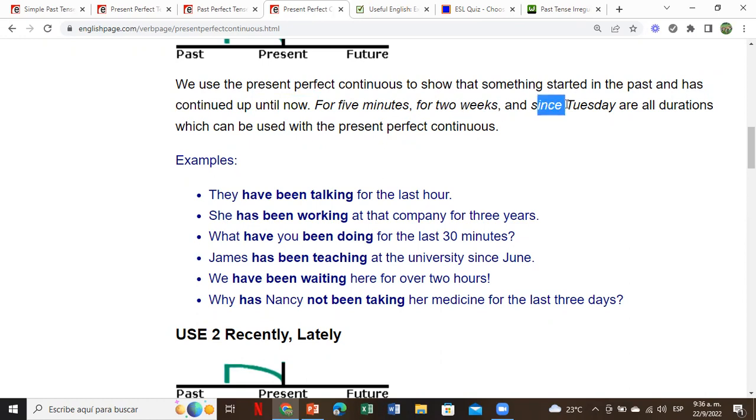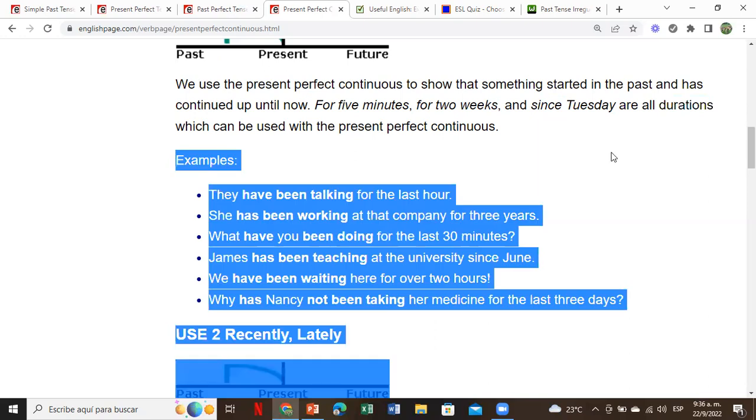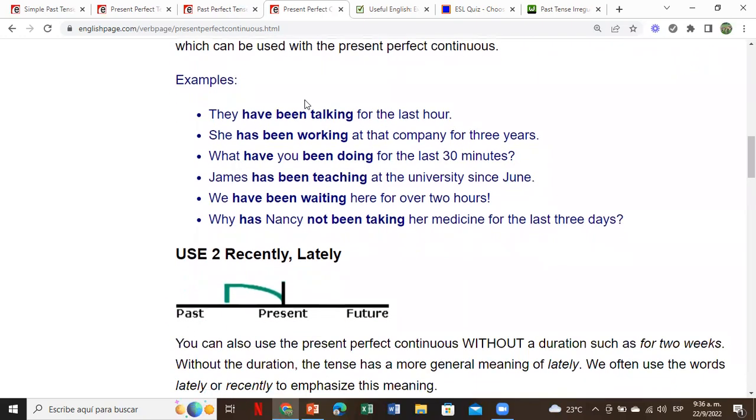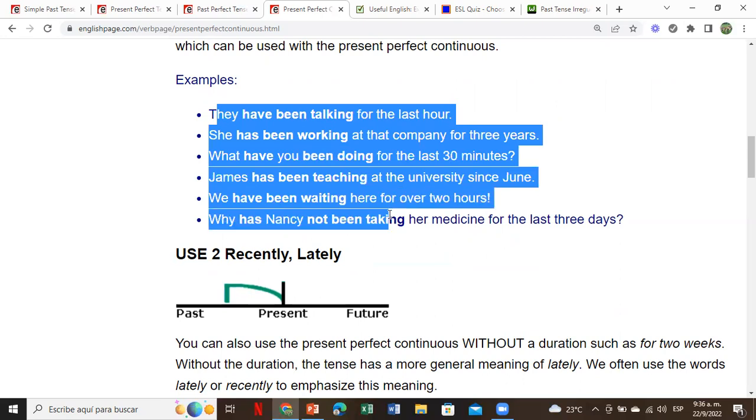Es decir, que usted cuando dice since, puede ser que esa acción la ha venido realizando hasta durante casi un año. Por eso dice since también. And Tuesday are all duration which can be used with the present perfect continuous. Esa palabra durations nunca me ha gustado, bien literal. Ok, perdón ahí por el ruido que van a escuchar. Clases virtuales. Examples. Israel, would you like to help me to read the examples, please?